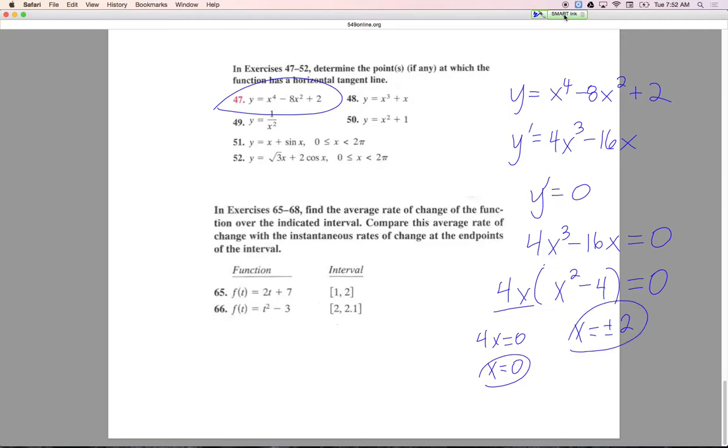Then you'll take your 0, your positive 2, and your negative 2, and you'll plug it back into the original. So you'll have to figure out what y of 0 is, what y of 2 is, and what y of negative 2 is. Just plug into the original. Y of 0, I can do that one for you. It's 2, because it'll just be the constant. Y of 2 would be 2 to the 4th minus 8 times 2 squared plus 2, and whatever that is. And then, what is it, 16 or negative 16 or something like that? Does anybody know what the answers were? Was it 16? Actually, no. Oh, yeah. One's going to be positive.